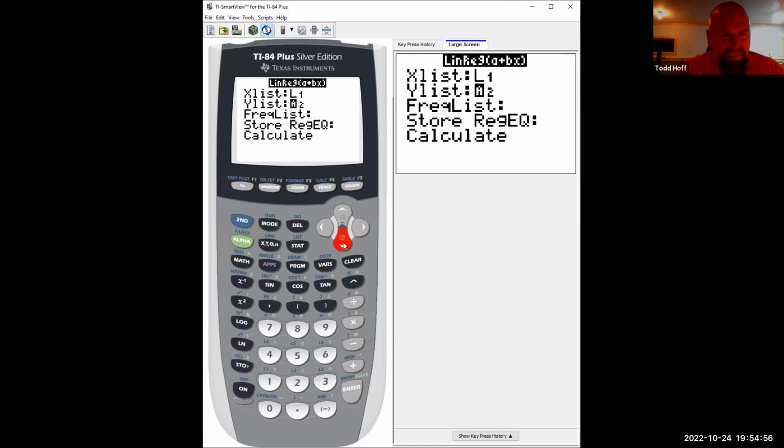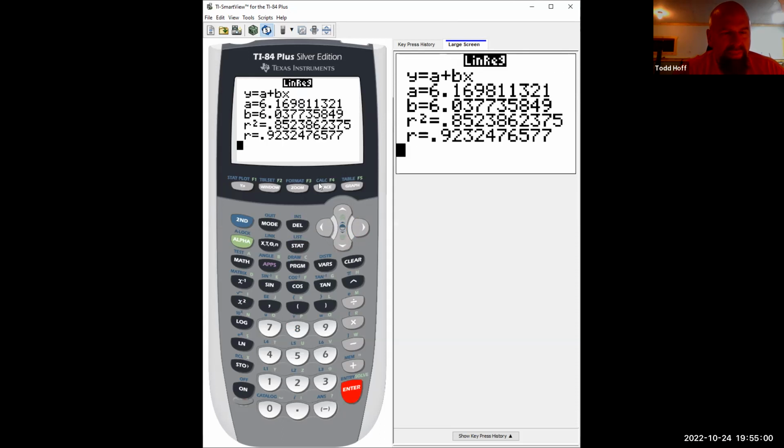LinReg AX plus B, calculate, and now it gives us those values. So the R is 0.92325, which is what we had calculated for our correlation coefficient before. R squared, 0.8524 here, is a value I want to talk about.